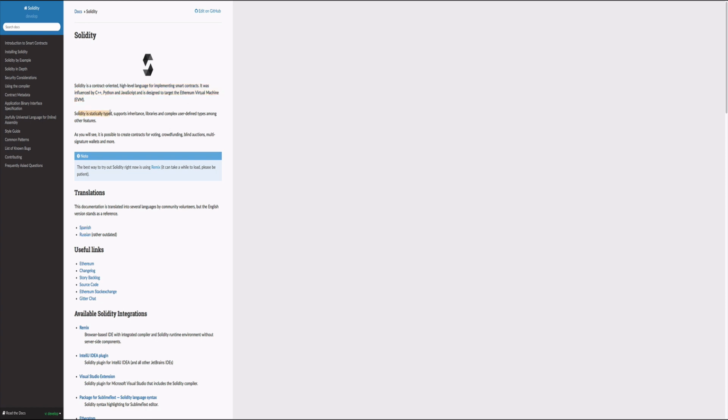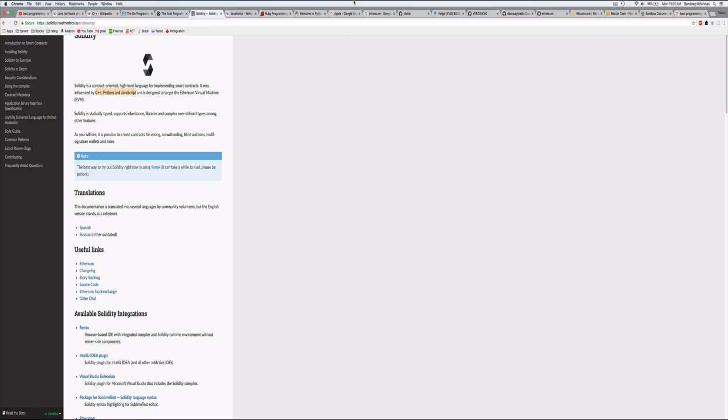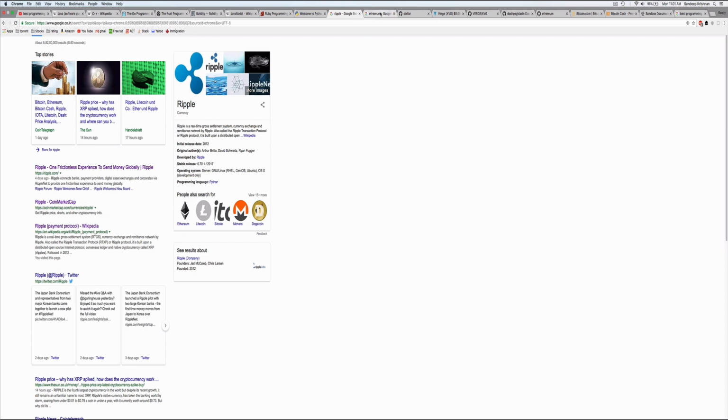Solidity is statically typed. It supports inheritance, libraries, complex user-defined types, among other features. As you'll see, it's easy to create contracts for voting, crowdfunding, blind auctions, and multi-signature wallets using Solidity. So all these languages have bases in C++, Python, and JavaScript. If you don't believe my word for it, let's just go through it and give it a go. So I'm going to open, let's say, Ethereum.